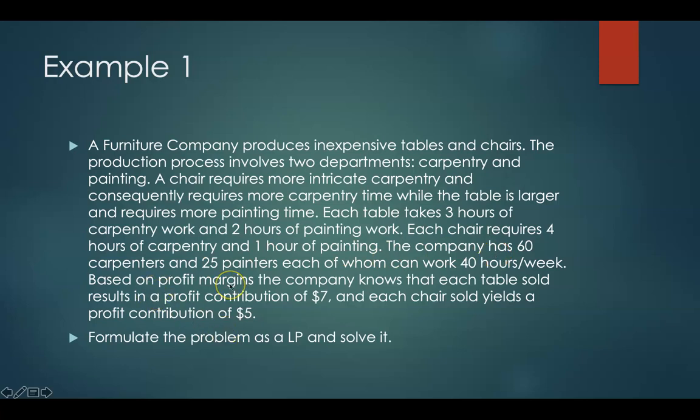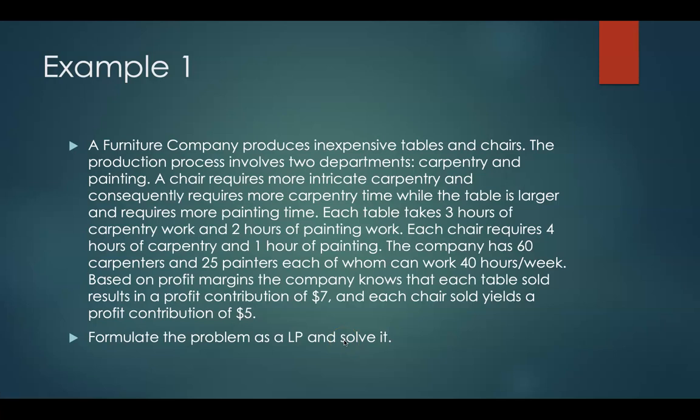And based on profit margins, the company knows that each table sold results in a profit of $7, while each chair sold results in a profit of $5. So the question is, based on these constraints we have on time, how many tables and how many chairs should we be making so that we maximize our profit? And that's the problem that we'll be solving. So we are going to formulate the problem as a linear program, and then we will solve it.